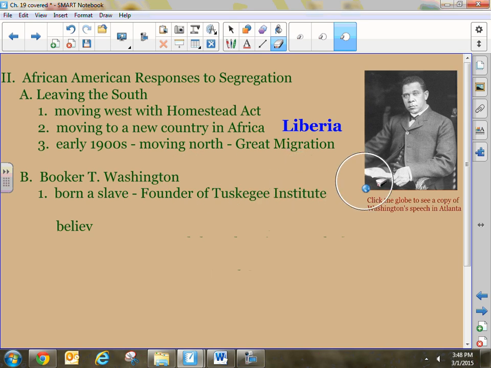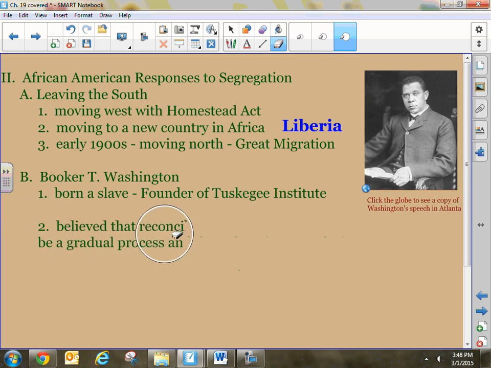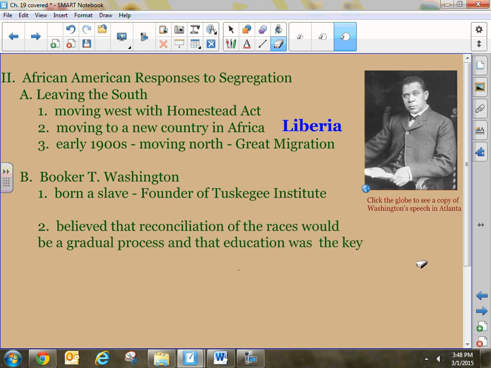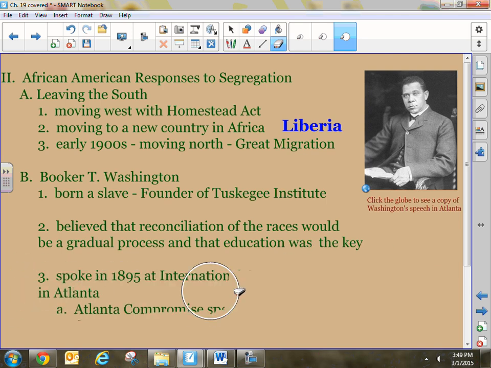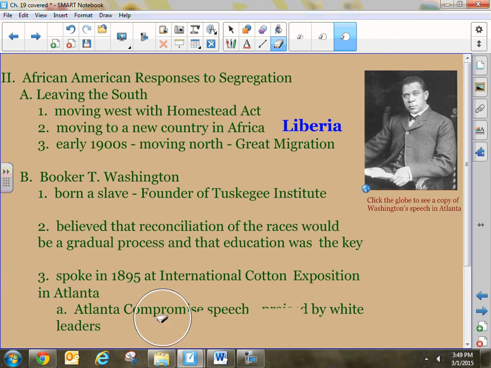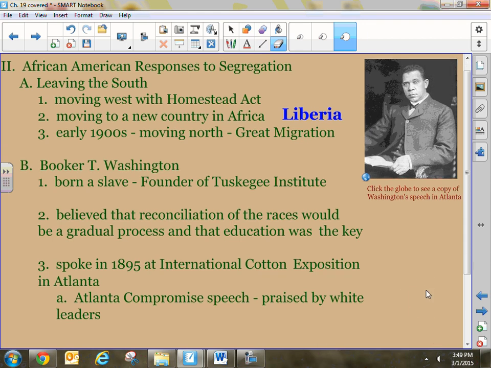There were two main leaders of the African American community during this time period: Booker T. Washington, who was born a slave, went on to found the Tuskegee Institute. He believed that reconciliation of the races would be a gradual process and that education was the key. He spoke in 1895 at the International Cotton Exposition in Atlanta. It was called the Atlanta Compromise Speech, and it was praised by white leaders. They liked his go slow approach to reconciliation between the races. He didn't advocate for confrontation. We're going to read that speech in class, so expect to hear more about that.